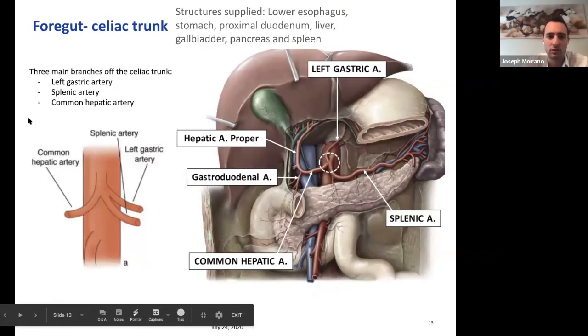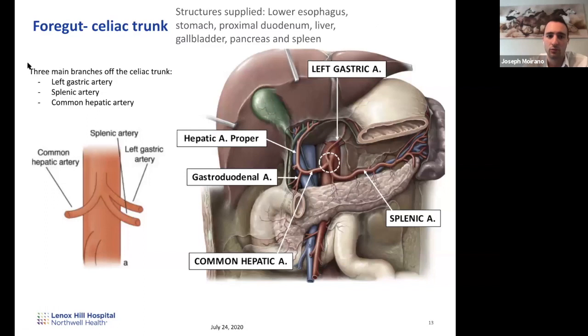The first thing we're going to start with is the foregut. Like I was saying before, the main branch for the foregut is the celiac trunk. That celiac trunk is going to divide into smaller and smaller arteries that supply each of the different regions within the foregut. The main structures supplied by the celiac trunk are the lower esophagus, the stomach, proximal duodenum, liver, gallbladder, pancreas, and spleen.